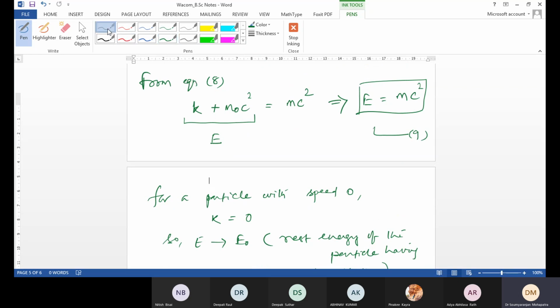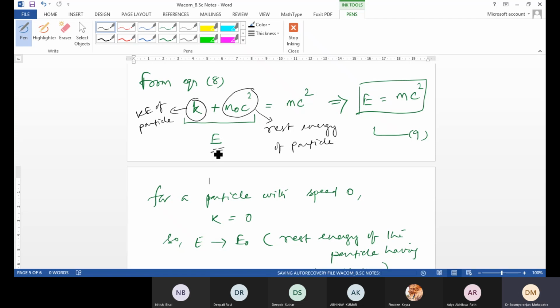If you look at this equation, this K is the kinetic energy of particle, and this m naught c square is the rest energy of the particle. So that means this relativistic energy is the sum of kinetic energy of particle and the rest energy of the particle. So if the kinetic energy of the particle becomes 0 for the particle having speed 0, that means the particle is at rest.